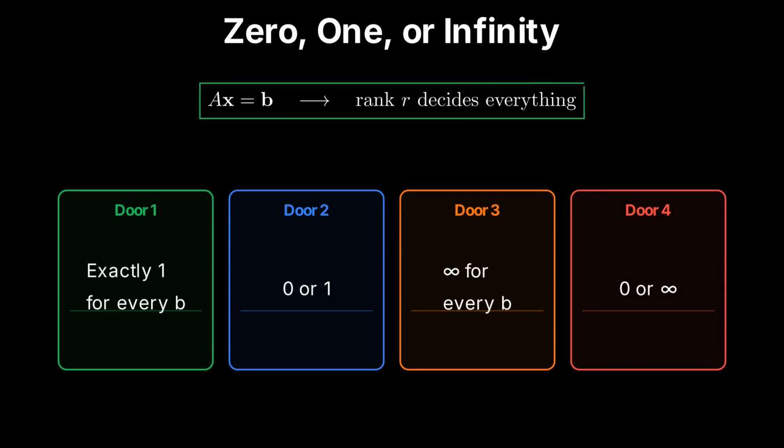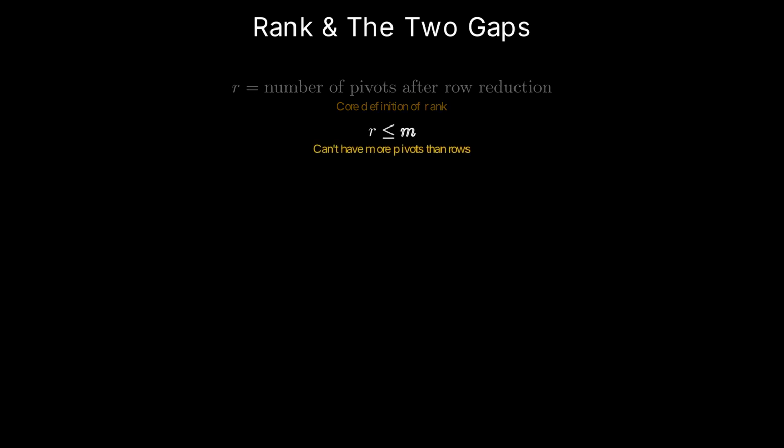To see why, let's start with what the rank controls. Rank r equals the number of pivots after row reduction. It's the count of truly independent equations in your system. 2 constraints always hold: r is at most m, the number of rows, and r is at most n, the number of columns. This makes sense because you can never have more pivots than you have rows, and you can never have more pivots than you have columns.